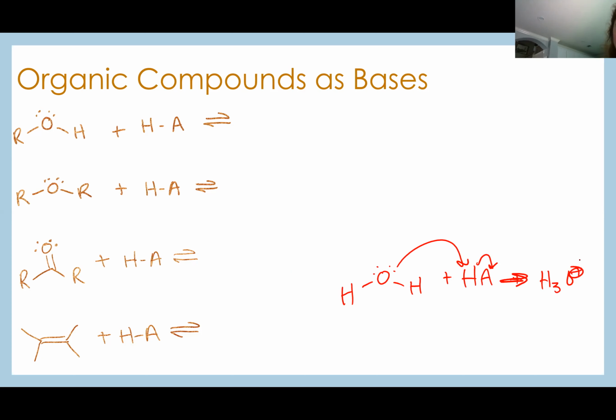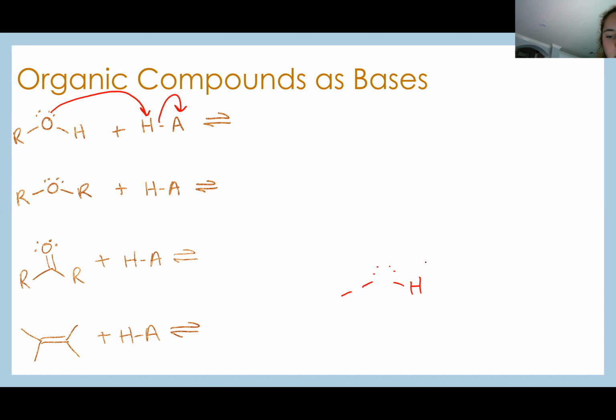Your alcohol is going to do the exact same thing because the alcohol is basically water, but with an alkyl group. So it's going to pick up the proton from an acid. And we would end up with a protonated alcohol and our conjugate base. When you protonate an oxygen, it creates what's called an oxonium ion.